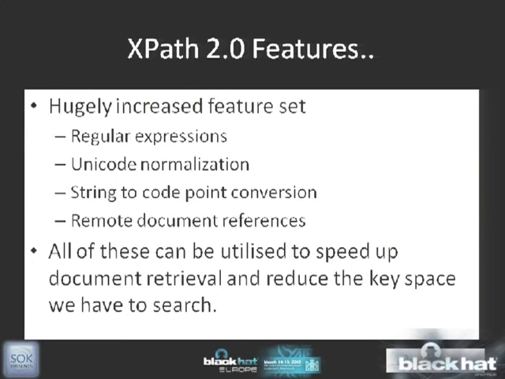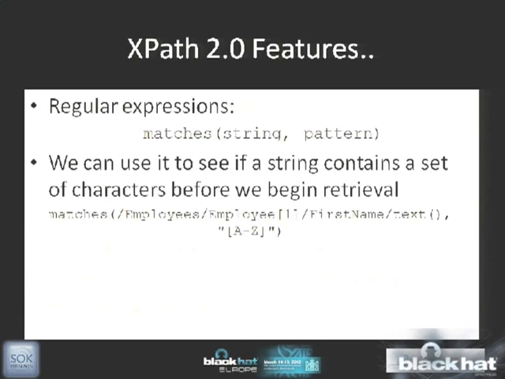You want to talk about this? Yeah, it's got a hugely increased feature set. There are hundreds more functions. You've got regular expressions, you can normalize Unicode, you can convert characters or strings to their code points, and you can reference remote or local XML documents on the file system or over the web. And yeah, all of these can be utilized by XCAT or by an attacker to retrieve the XML document really, really fast, as we shall see.